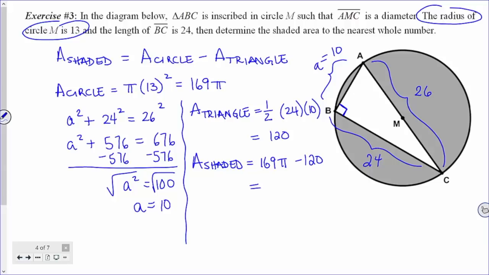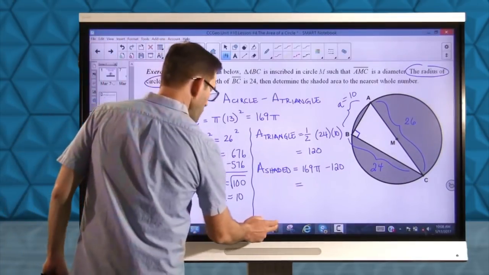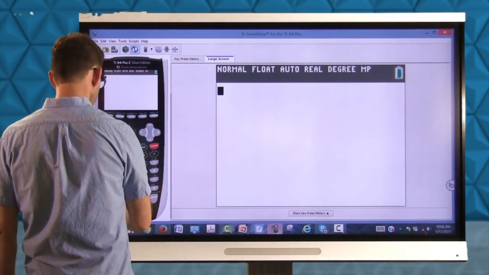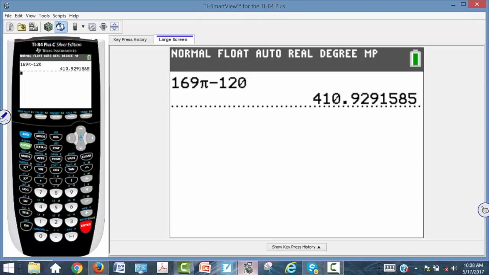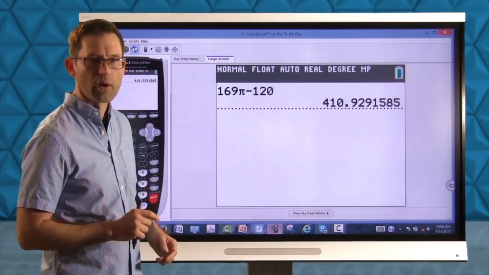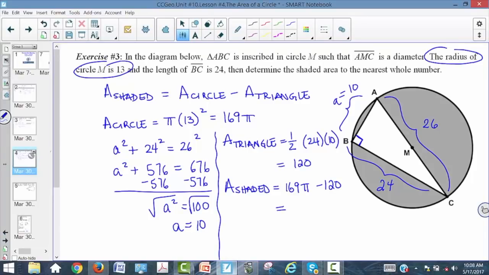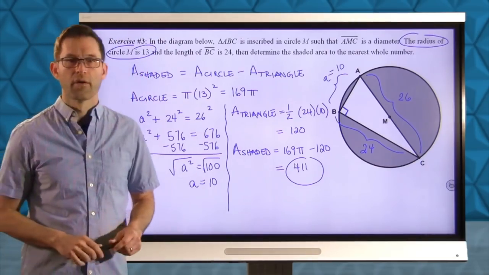And again, you'll want to put this into your calculator all at once. Let's take a look. It's really quite simple. We just pop over to here, clear that out. We'll do 169 pi minus 120, and we find that our area is 410.9, etc. I think it was to the nearest square inch, so that's going to be 411. Is it? Yeah, nearest whole number. 411. We have no units, so it's just 411. And that's it.